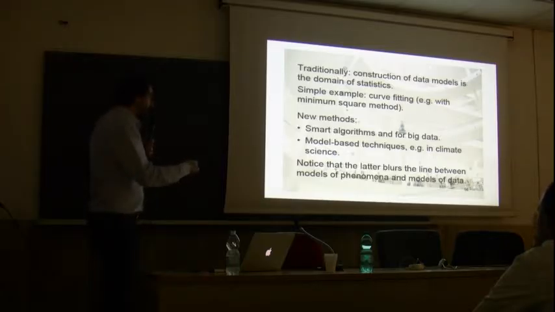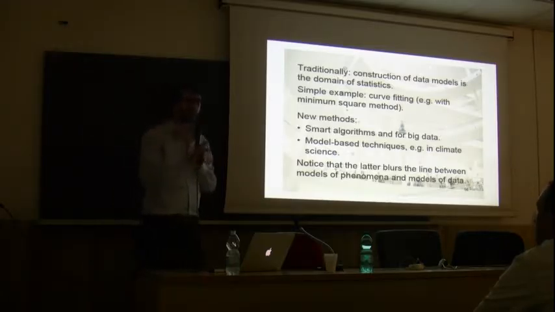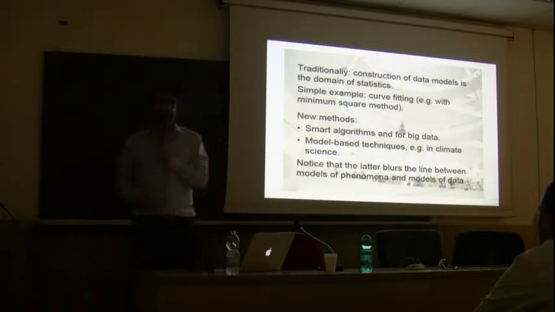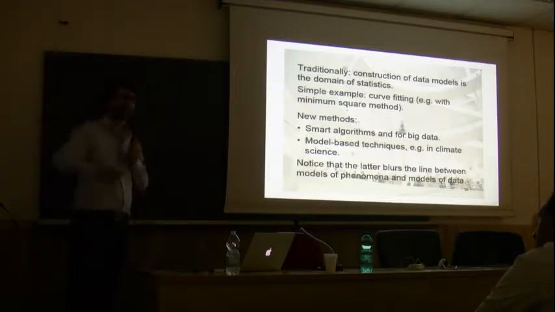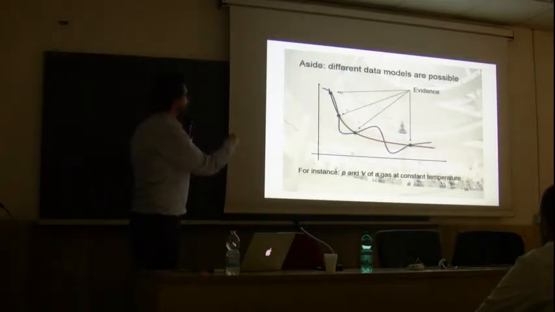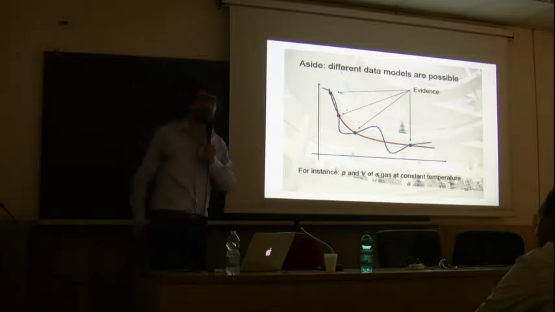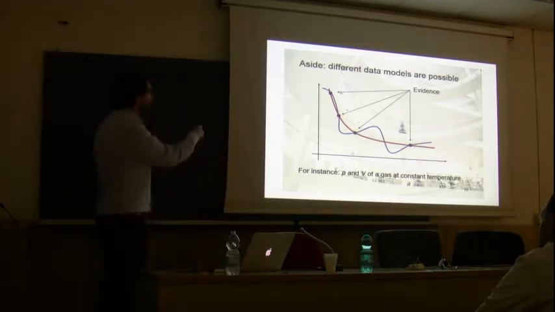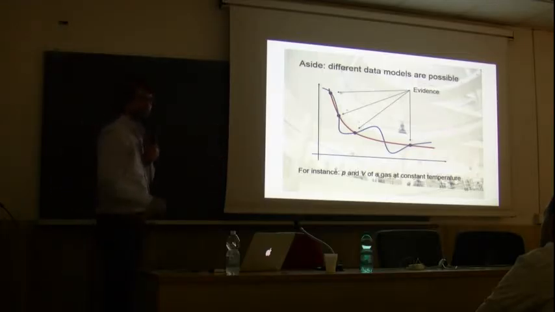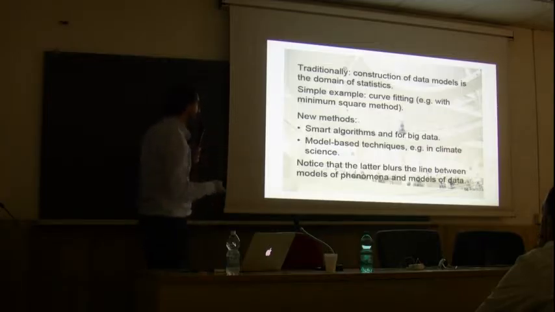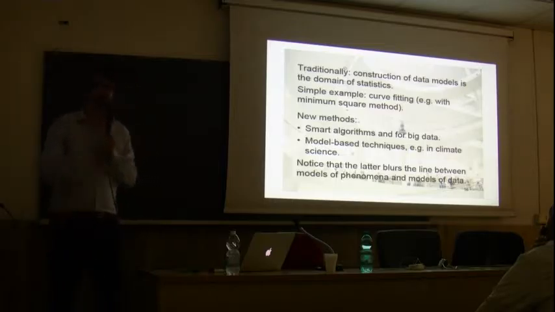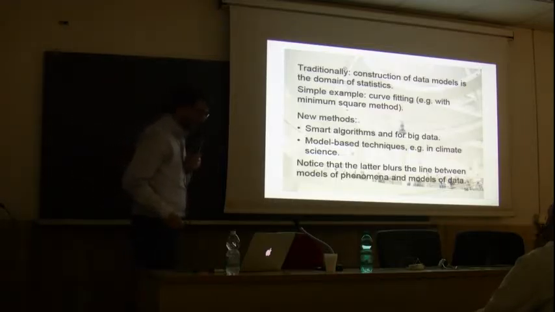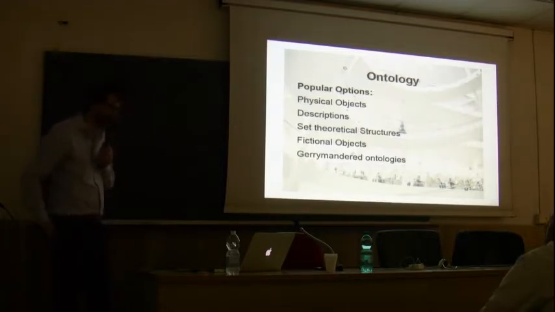Or in modern climate science, for instance, you have a blurring of the distinction between a model of phenomena and a model of data, because observations are so scarce that you often use a model to fill the gap between them. So you're not just taking a statistical algorithm, fitting a curve to given points. What people do is they actually take a climate model to fill the gaps in between the observational results. And there you get data that have a little bit of observation and a little bit of phenomena modeling in it already. And that leads to all kinds of interesting methodological questions.